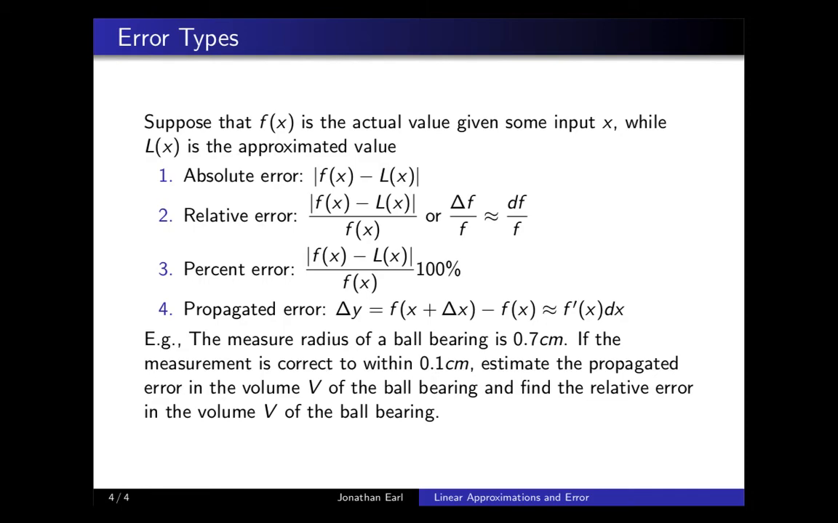Okay, so the last thing that we want to talk about here is 4 different kinds of errors that you could have. The first kind of error is just the absolute error, which is the difference between the exact value and the approximating value. Depending on the problem that you could be working on, you might get an absolute error of 1/1,000,000th of a centimeter, or maybe 1,000,000 kilometers.